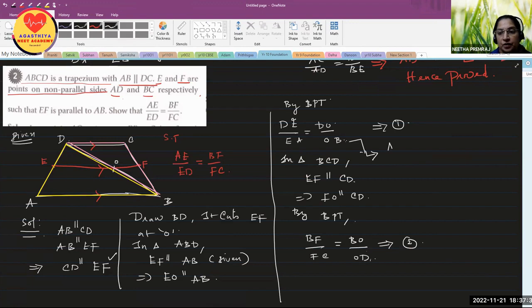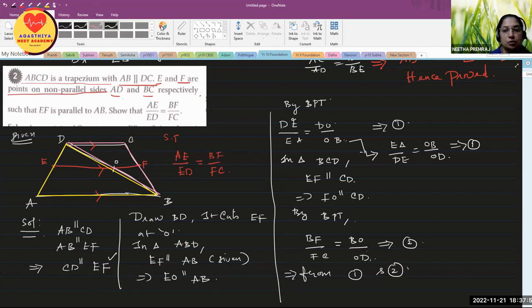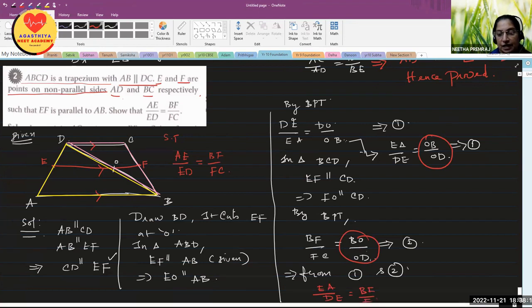So it becomes EA or AE, same way you can write. That is not an issue. Okay. EA by DE is equal to OB by OD. That way you can write. Now you compare 1 and 2. From 1 and 2, if you see these two are matching, isn't it? OB by OD is matching. So from 1 and 2, what you can write? EA by DE is equal to BF by FC, isn't it, guys?